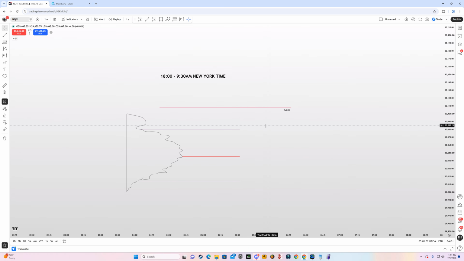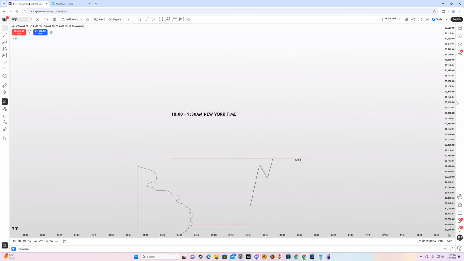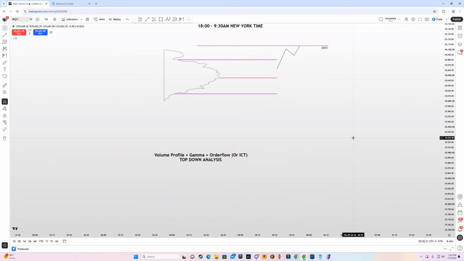Now, considering the fact that we are in a positive gamma regime, after the 9:30 open, we are waiting for price to go above the value area high first, out of the balance, and then also tap into the GEX3 level, the gamma level. Once that happens, guys, this is the highest probability failed auction setup that you can take, of course, with confirmation. And that's where order flow or ICT comes in.